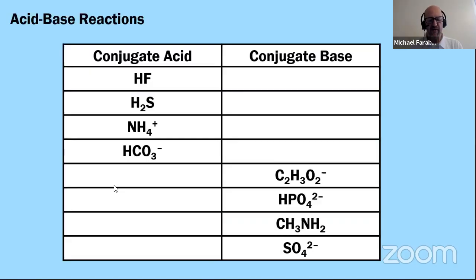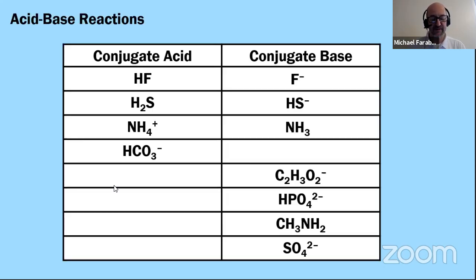On the left, we have conjugate acid, and on the right, we have conjugate base. So how do you convert an acid to a base? You have to remove the H+. So take off H+ from HF and you get F-. F- is the conjugate base of HF. Take off one hydrogen from H2S and you get HS-. The hydrogen sulfide ion is the conjugate base of dihydrogen sulfide. Ammonium, the conjugate base would be ammonia.